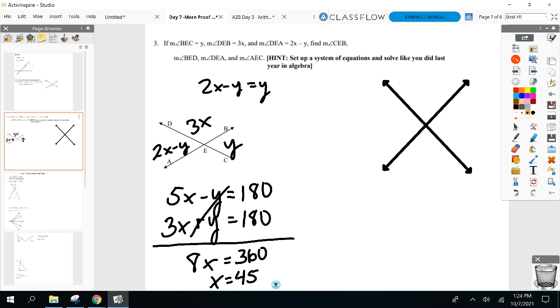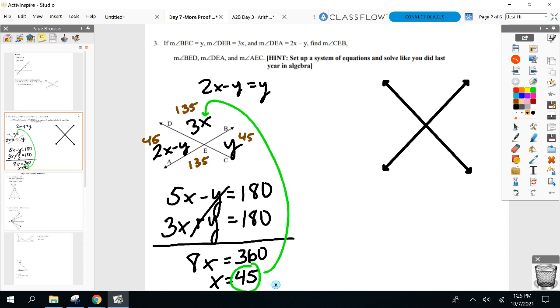Let's plug it back in. 3 times 45. What was angle DEB? 135. And I think you guys can find all the angles from there, I hope, without even knowing what y is. The vertical angle is 135. What about the adjacent angle? 45.